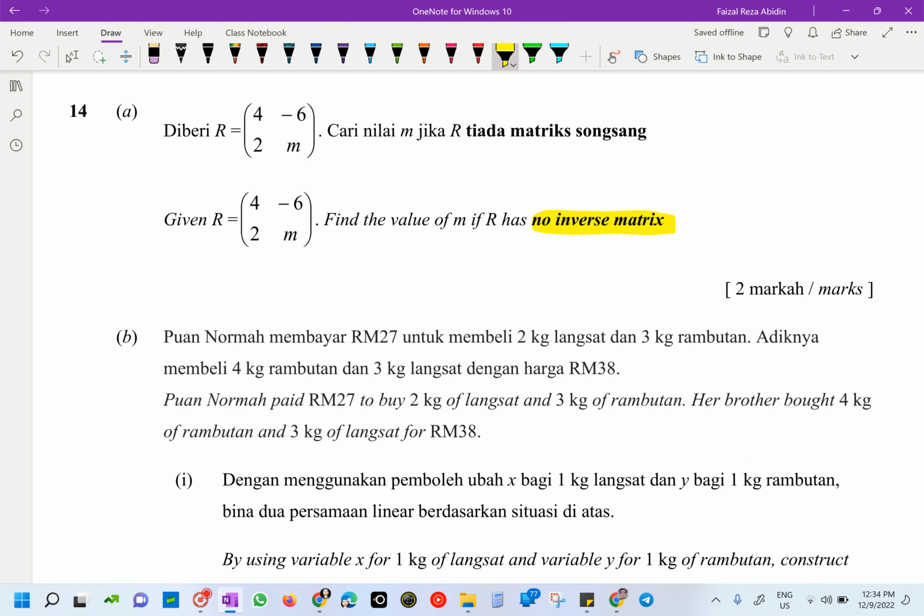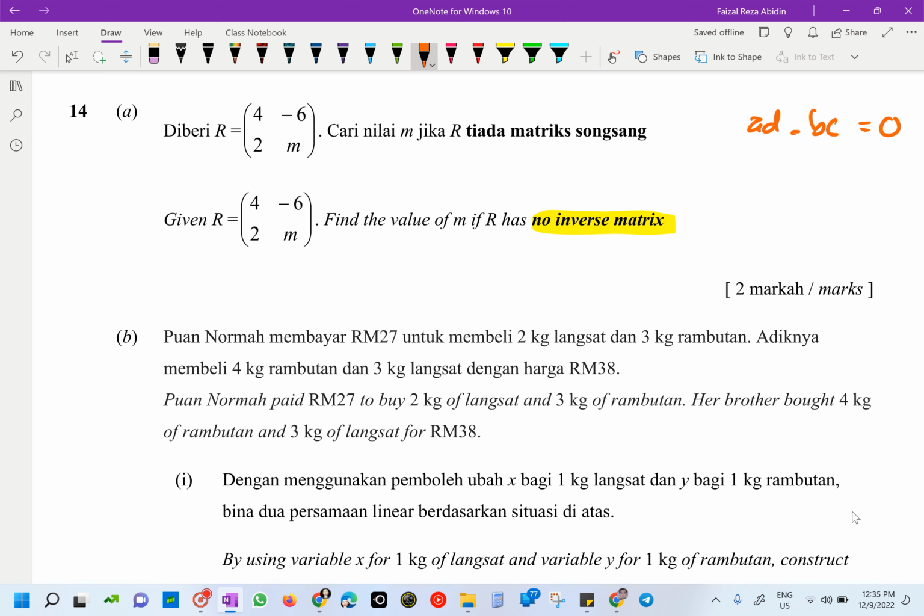If you look at the formula on page 2, you have number 4, isn't it? That's our inverse matrix, isn't it? You are going to have 1 over AD minus BC. If our AD minus BC is going to be 0, then you have no inverse. Cannot have inverse. So this one, they said no inverse, means that our AD minus BC is going to be 0.